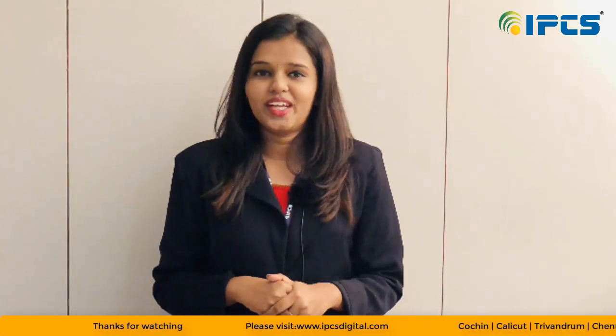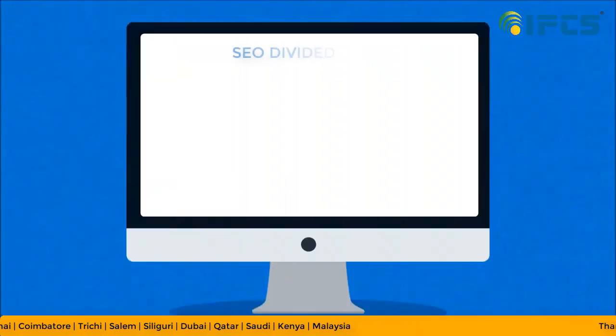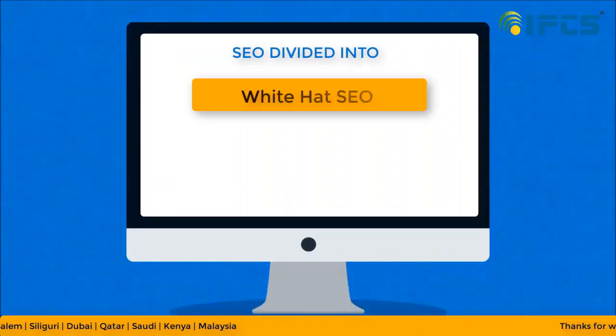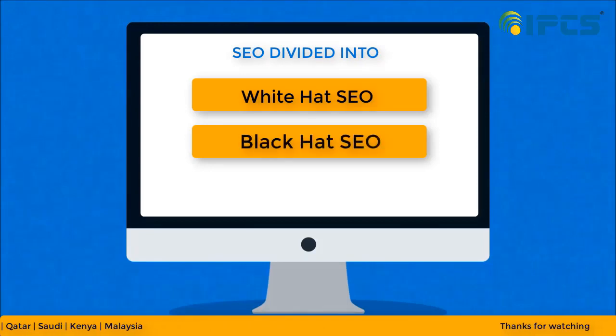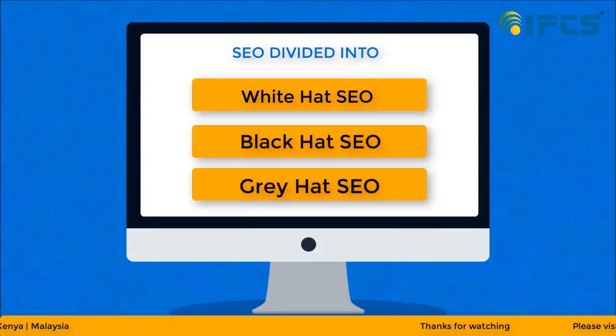In the last tutorial we have learned about search engine working. Today let's discuss about types of search engine optimization. SEO has been mainly divided into three parts: white hat SEO, black hat SEO and grey hat SEO.